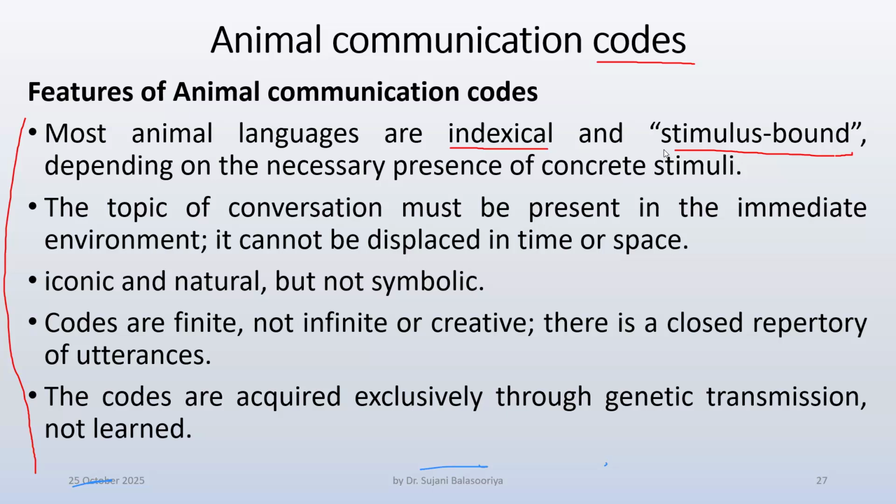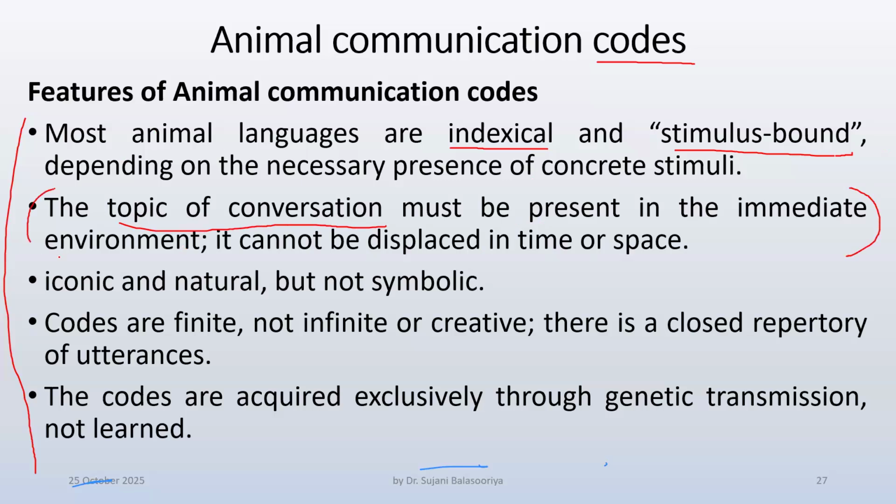That's it. Here we don't have to talk about animal and human languages; even among animals, they communicate based on a particular stimulus. The topic of conversation must be present in the immediate environment and it cannot be displaced in time or space. So this is another characteristic of animal communication patterns. The topic of conversation, don't confuse now. Don't think that animals are conversing based on topics. Whatever they are sharing about must be present in the immediate environment and it cannot be displaced in time or space. But this feature is not available in human languages.